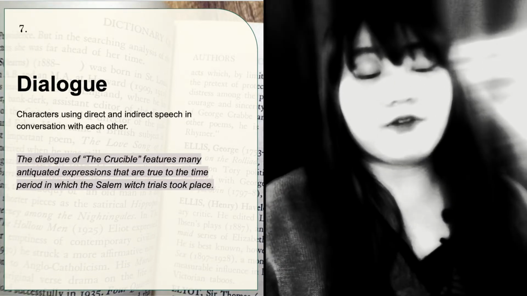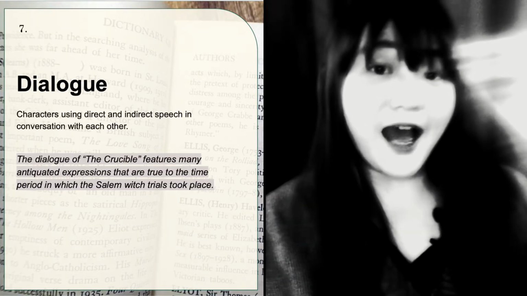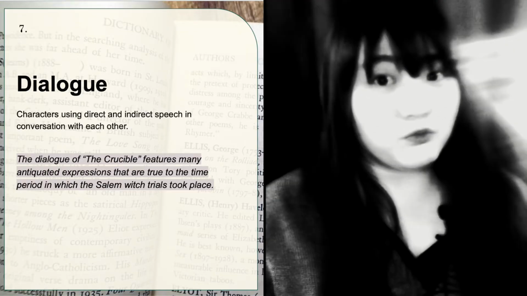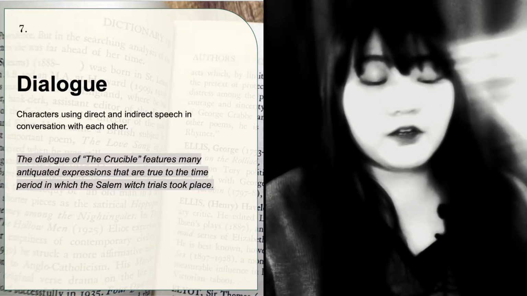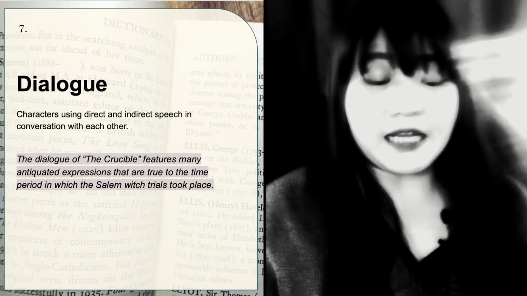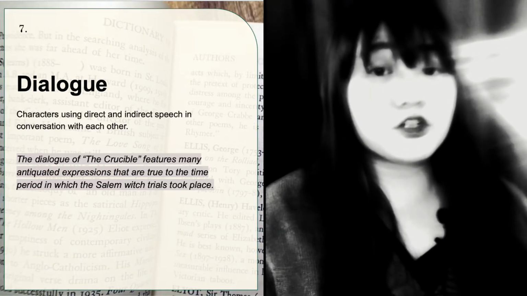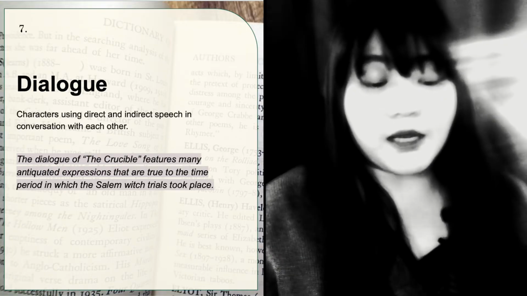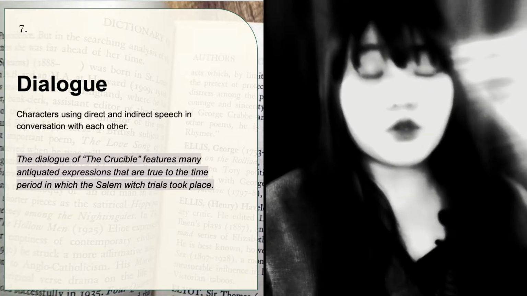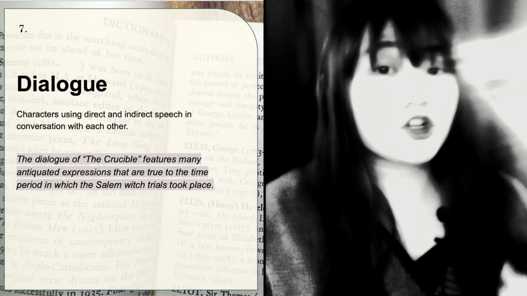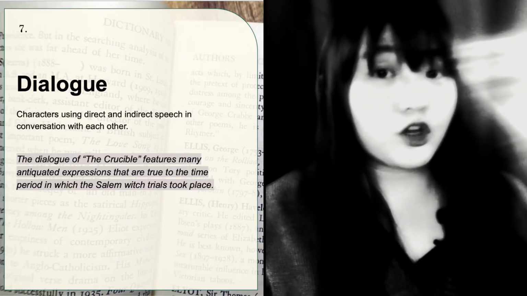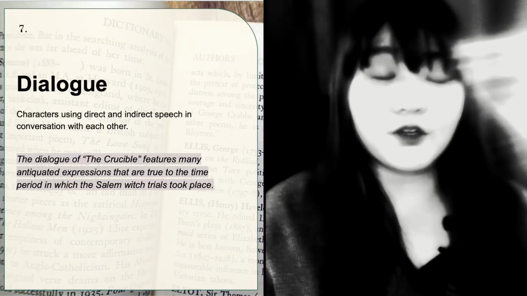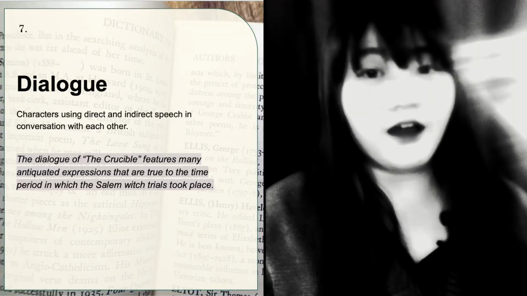Next, we have literary device number 7, which is dialogue. Dialogue, as you probably well know, refers to characters using direct and indirect speech in conversation with each other. For example, the dialogue of The Crucible features many antiquated expressions that are true to the time period in which the Salem witch trials took place. That would be an example of how to use the word dialogue.